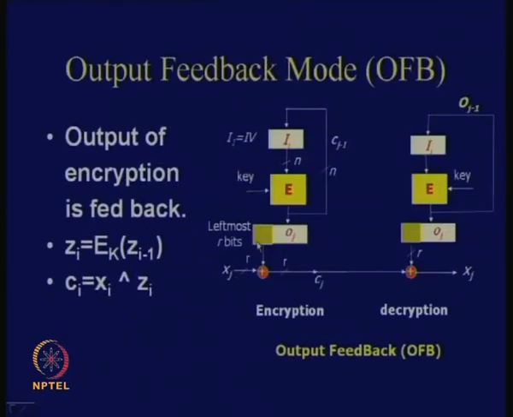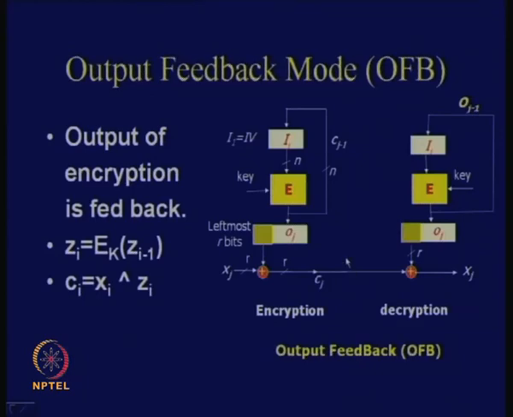There is another similar mode called the output feedback mode. In CFB, we feed from the ciphertext output. In OFB, we do not feed from here, but from this point, which is the output of the encryption function. Consider this scenario. It is quite similar to the CFB mode, but we have fed back from this particular point, and there are a lot of differences because of this. Can you figure out what the possible differences are?